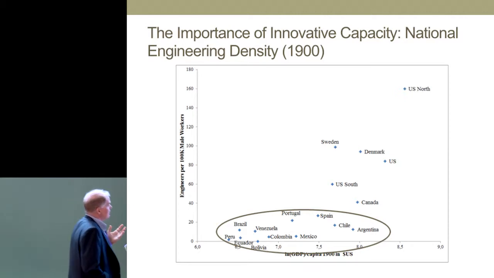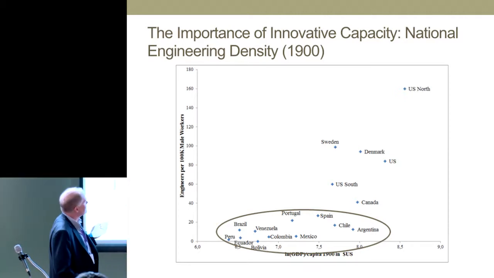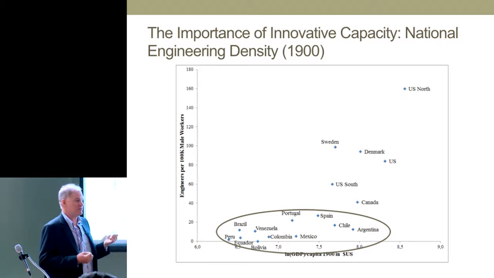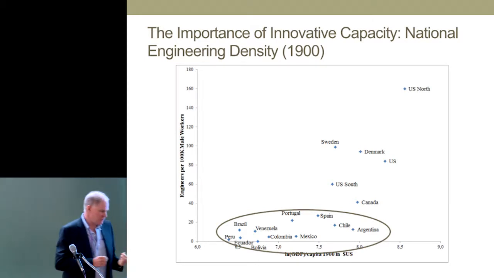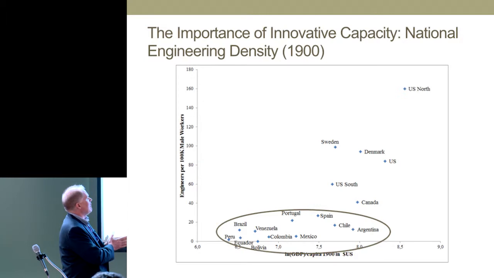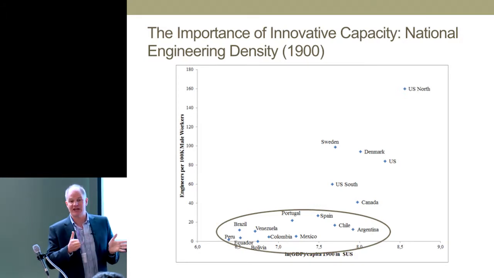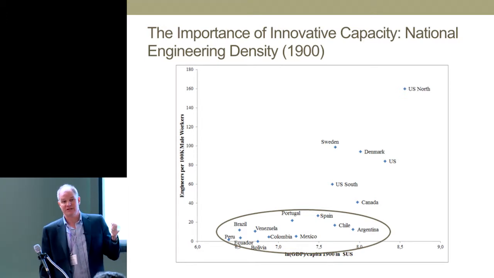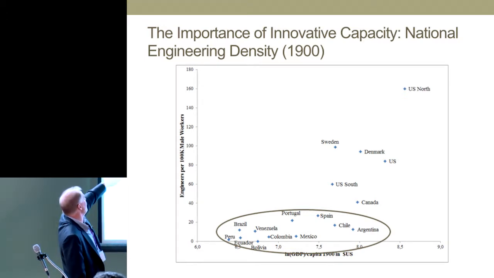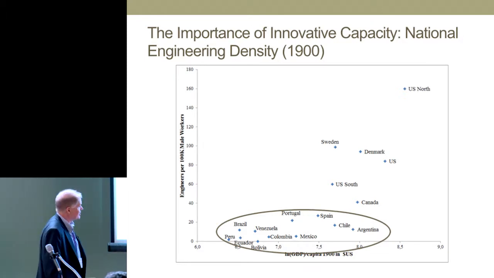What we've done here is, for a bunch of different countries in the Western Hemisphere, we've calculated a density of engineers. How do we do this? Most of this is by looking at records of universities, looking at university graduates, summing them up over time, discounting by mortality, stuff like that, to come up with a stock of engineers in 1900, and then we divide by 100K male workers.